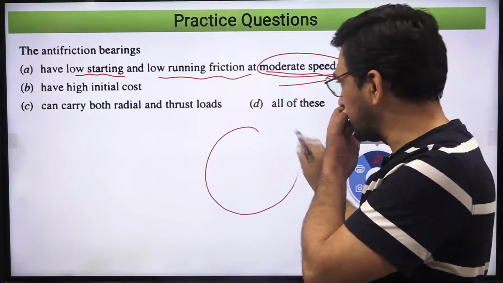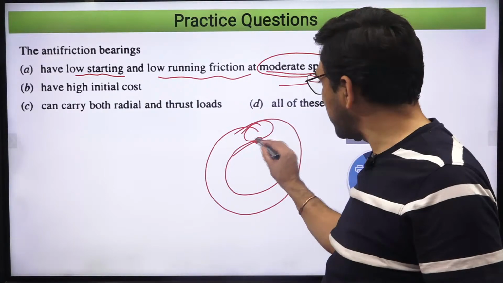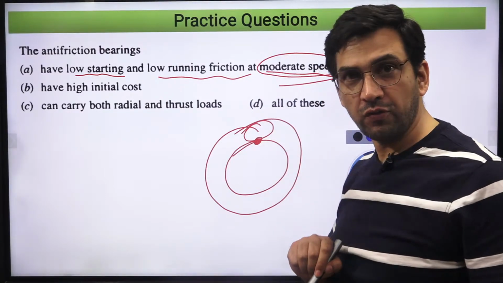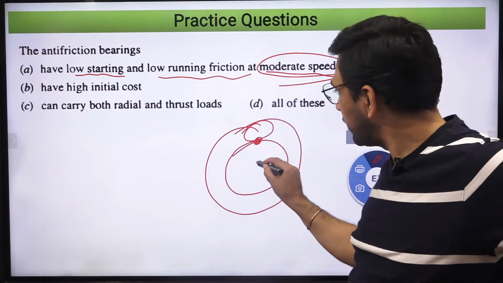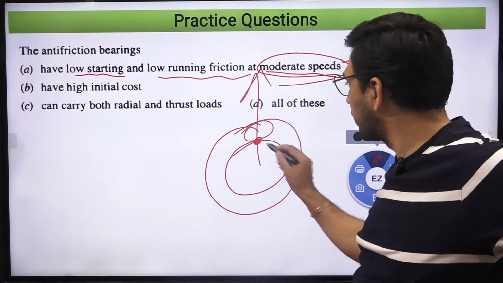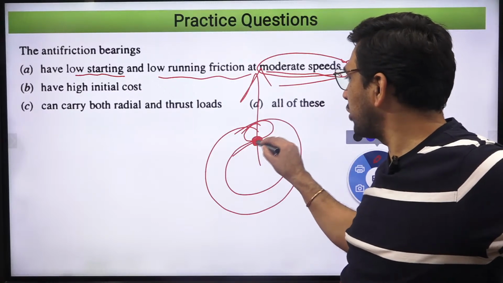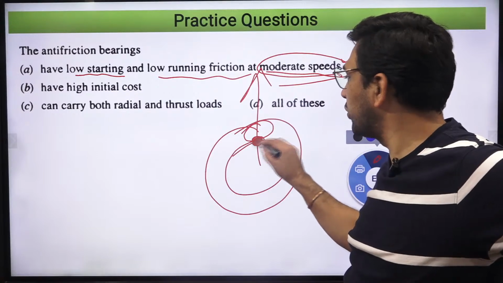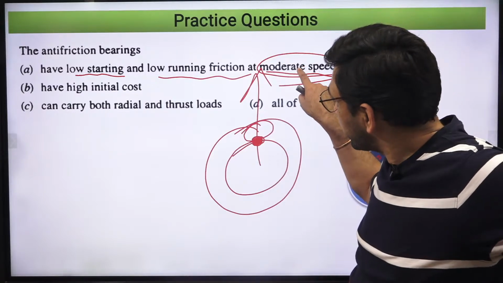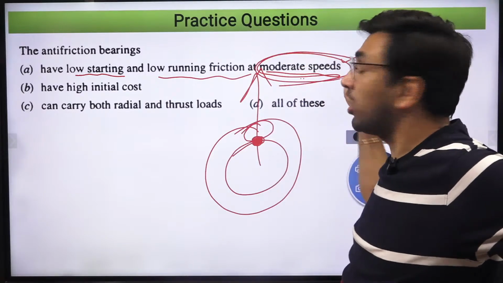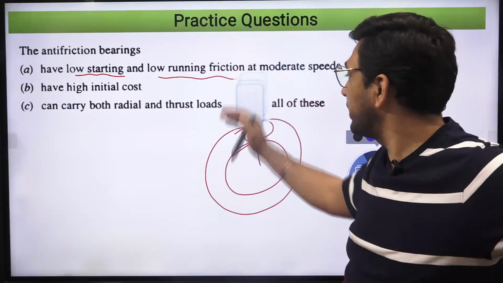For example, if these are the balls, friction will depend upon what? The load which is acting at the point of contact and the coefficient of friction over there. So if you are having a very high speed, then obviously centrifugal force will be more. So normal load will be more, even though the static friction coefficient is the same. So the total value of the friction over here will be more. That is why this is a correct statement when you're having a moderate speed, not at very high speeds. If the speeds are very high, then friction may increase.